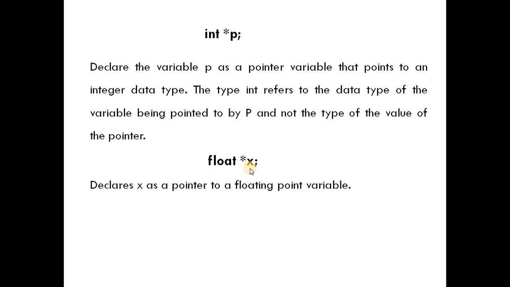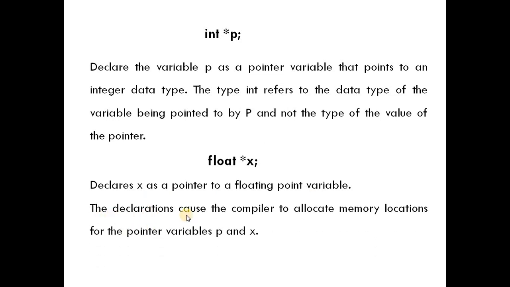float *x. In this case again, x is not a regular variable but a pointer variable, since an asterisk is attached. Now this float is not the data type of x, but it is the data type of the variable to which x is going to point. So we say that x is a floating point pointer, since x is going to point to a variable whose data type is float. It declares x as a pointer to a floating point variable.